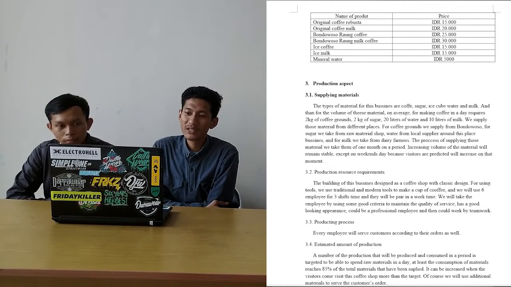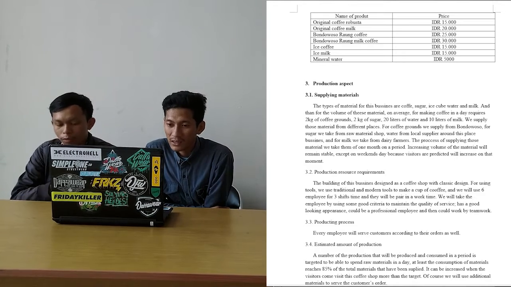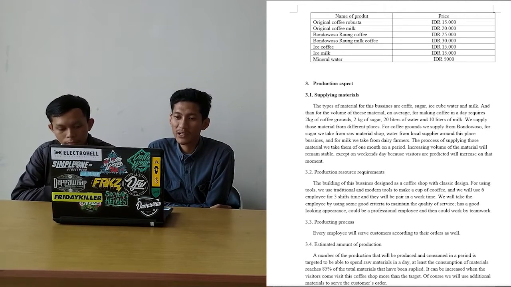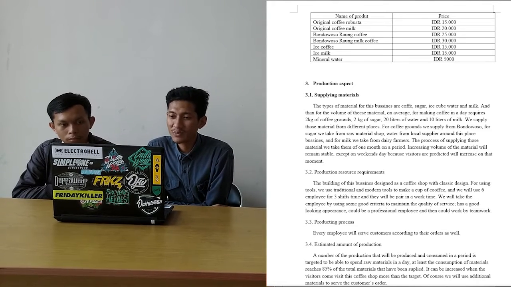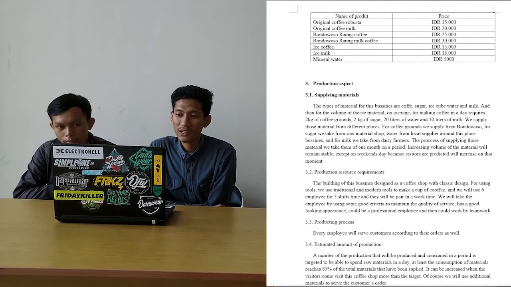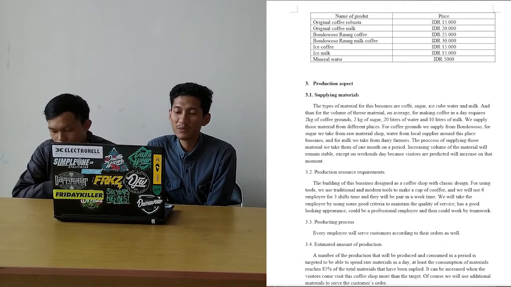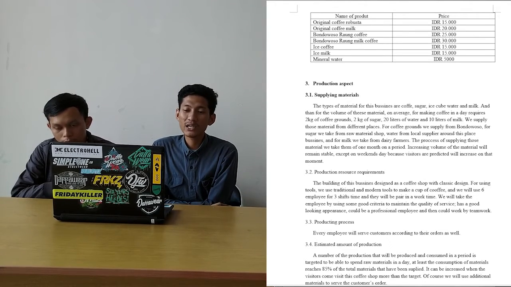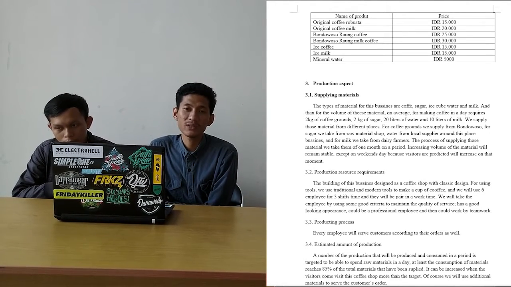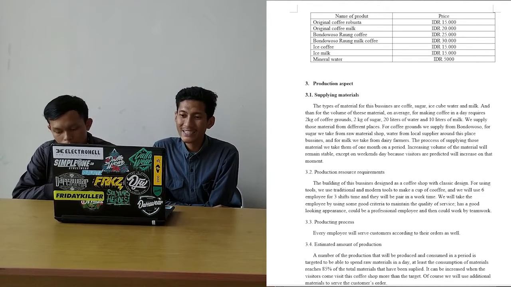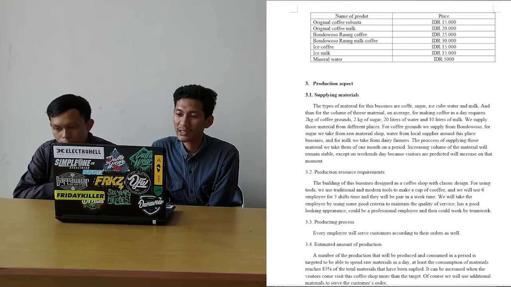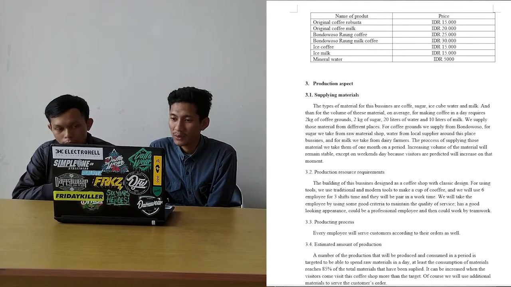And then number three, production aspect. For the first point, supplying materials. The types of material for this business are coffee, sugar, ice cubes, water, and milk. And then for the volume of this material, on average making coffee in a day requires 2 kg of coffee grounds, 2 kg of sugar, 20 liters of water, and 10 liters of milk.